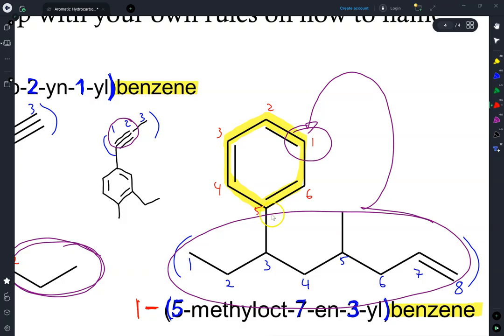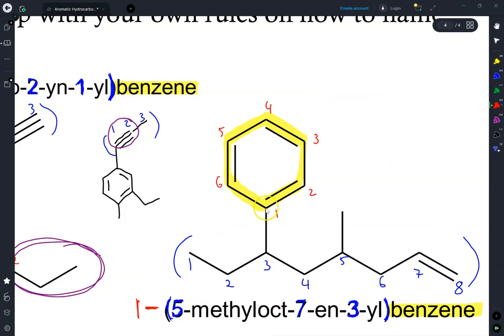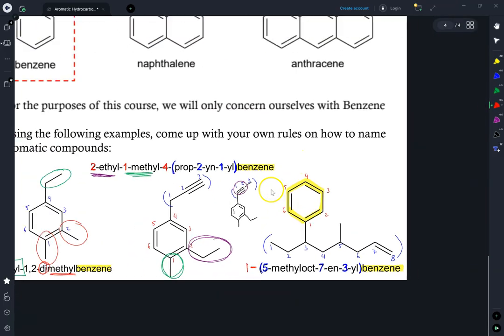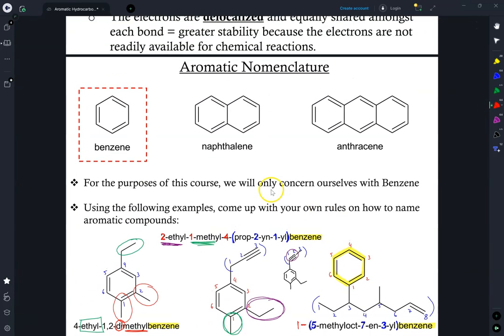Now, since the branch is popping up from this carbon over here, let's number it properly and keep it as carbon number 1. All right, there you have it, aromatic nomenclature.